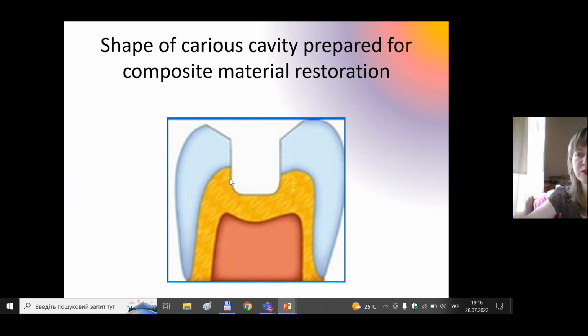If it goes about restoration with composite material, free shape is available. The bottom is rounded, the edges are cut at 45 degrees. In general, the cavity can be given any shape, such a shape that only cuts decayed tissues, not cutting healthy tissues.